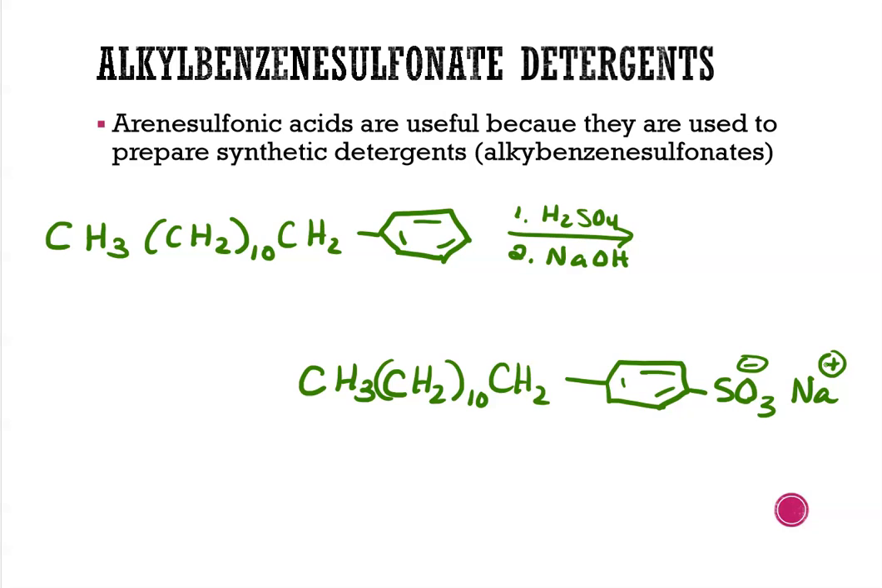And so what this does is this is a detergent that we can use to clean stuff. And this detergent here is called SDS. So what we've done is we've taken that acid and we've neutralized it with a base to create a salt. And this is SDS is a common detergent that is used in household products.